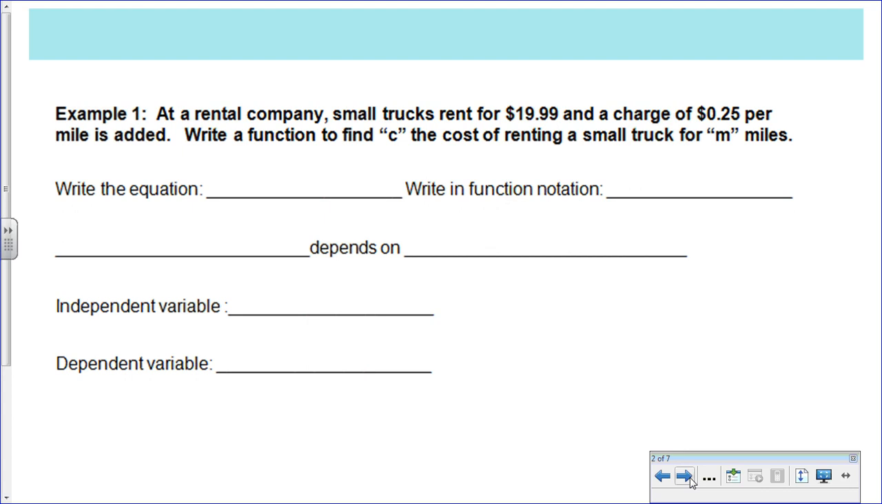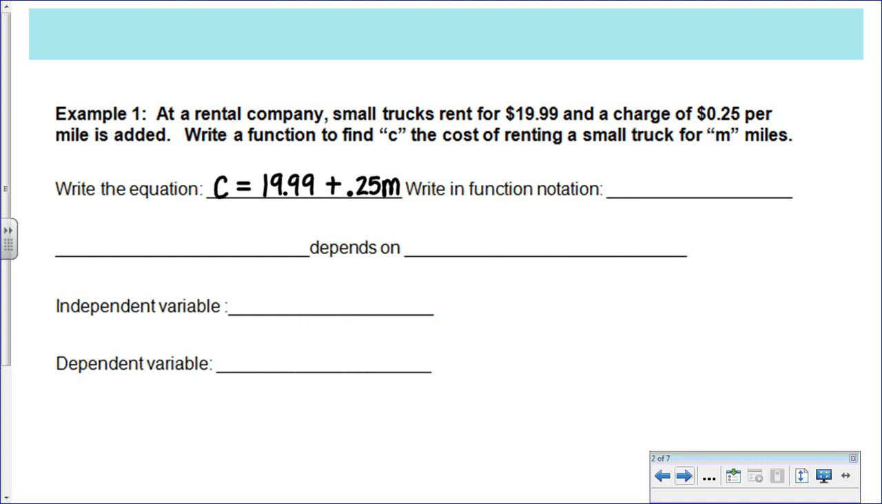Let's start by writing the equation. We're trying to write a function to represent C, the cost. So let's start with C equals. The cost of renting the small trucks is $19.99 no matter what, and a cost of 25 cents per mile is added. So we're going to add on 0.25 times M for 25 cents per mile.